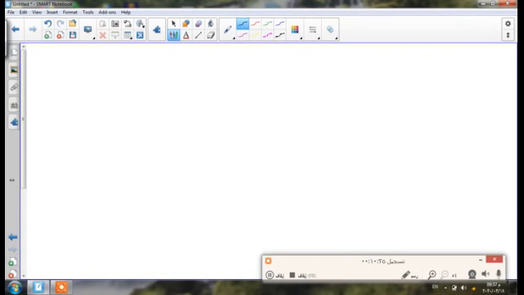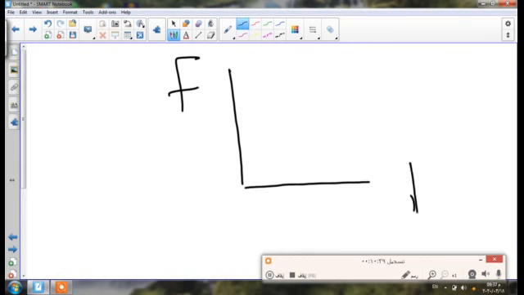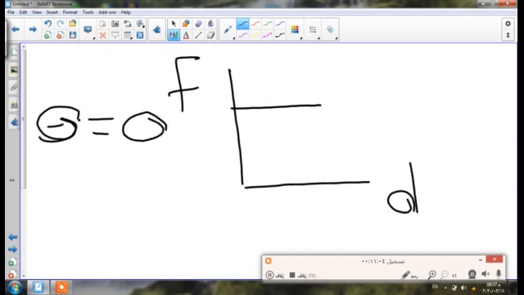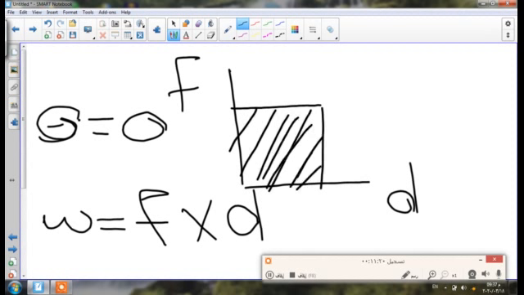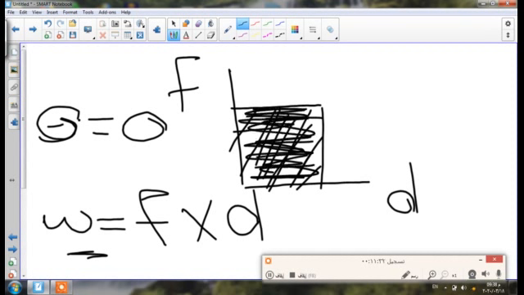If I have a graph between force and displacement, if a constant force acts on a body and displaces it through a displacement d in the direction of the force, then theta, the angle between the force and displacement, equals 0. So the work equals force times displacement, which means the area under the graph. So the work from the graph is the area under this curve. This is our work.